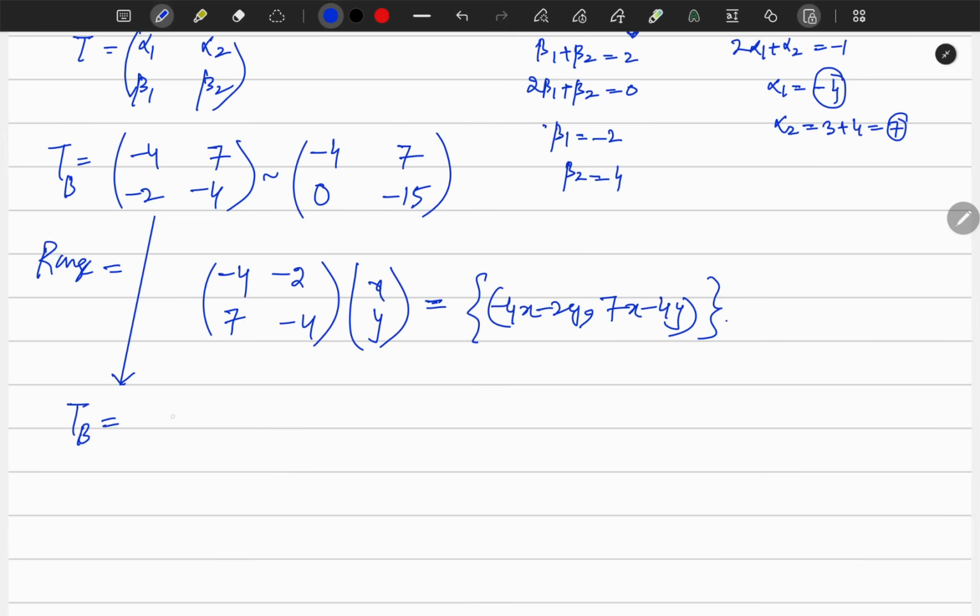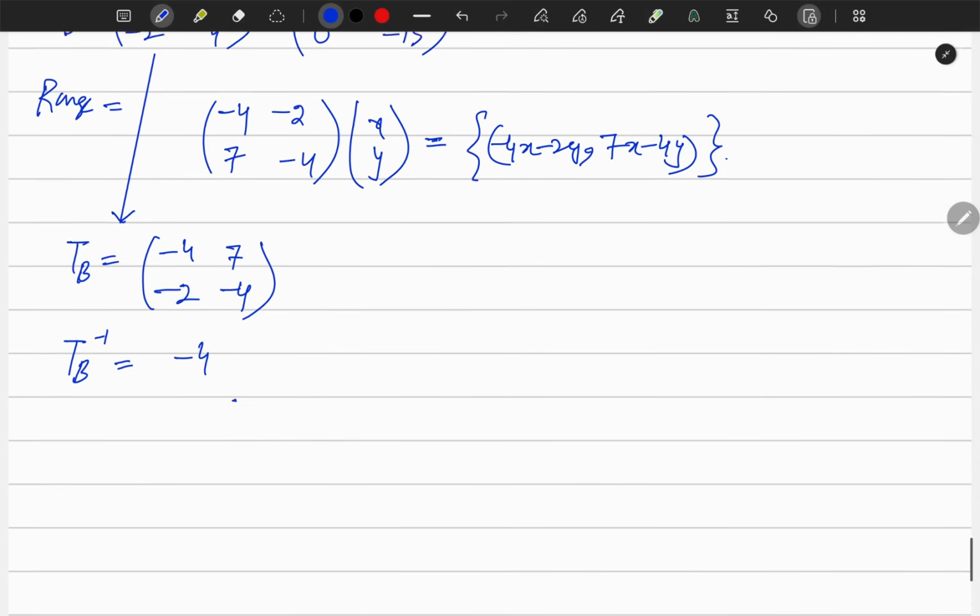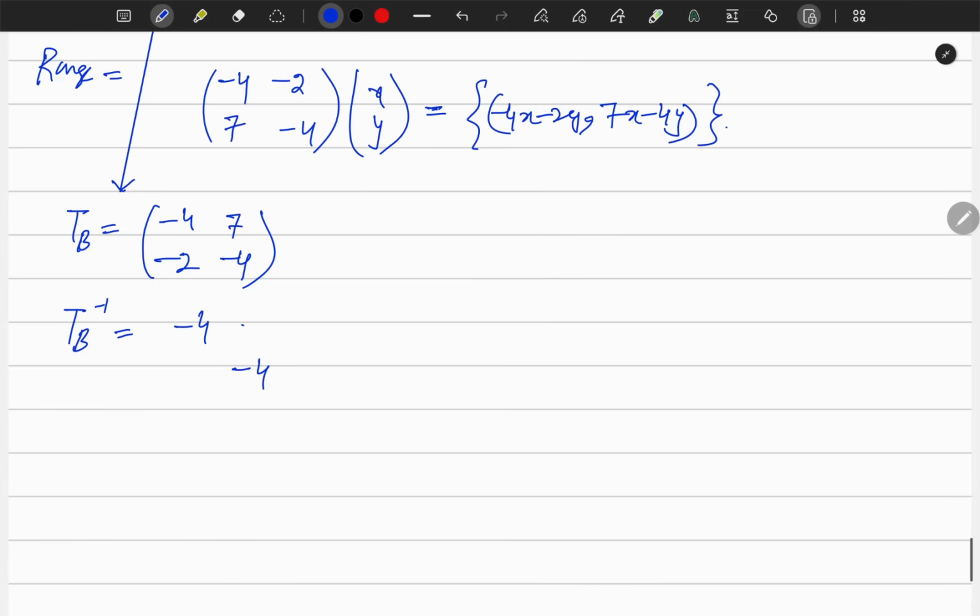So T of B is equal to minus 4, 7, minus 2, minus 4. This is a matrix, so find its inverse. So T of B inverse is a 2 cross 2 matrix. So what will you do? You have the minus 4 and minus 4, so it is minus 4, this is minus 7, this is 2, this is its inverse.